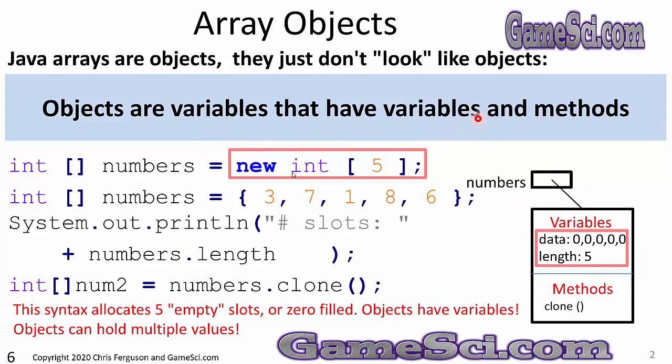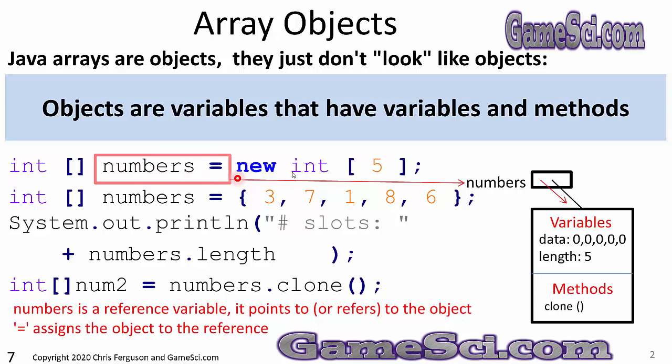But remember, this "variables" up here is plural. That is not the only thing stored in the variable section of this object. There's also an extra variable here called length. And length tells us we have allocated 5 items in this array.